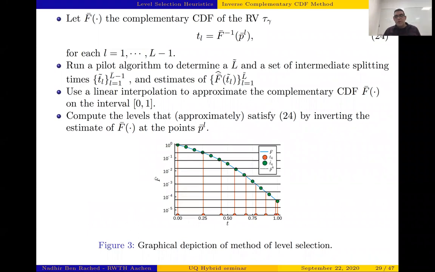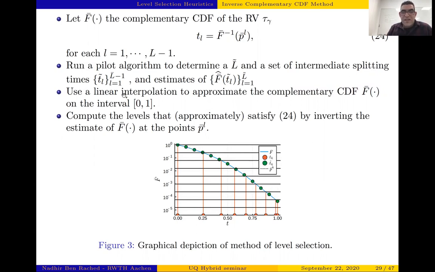So the first heuristic is to run a pilot algorithm to determine an initial guess of L and intermediate splitting times T tilde, and also an estimate of the complementary CDF of the random variable tau gamma. So this is the green dots in this plot.